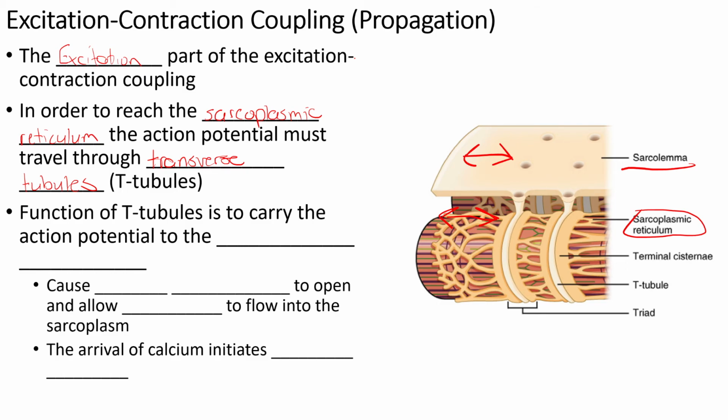So instead, there are special channels called T-tubules. What they do is they're basically parts of the sarcolemma that dip down and run right along the sarcoplasmic reticulum. Okay. And basically their only job is to carry the action potential to the sarcoplasmic reticulum. That's it.